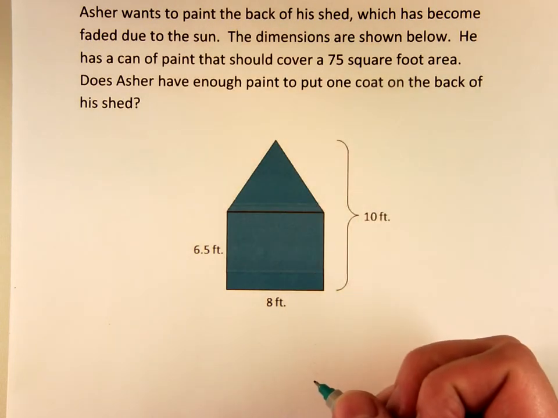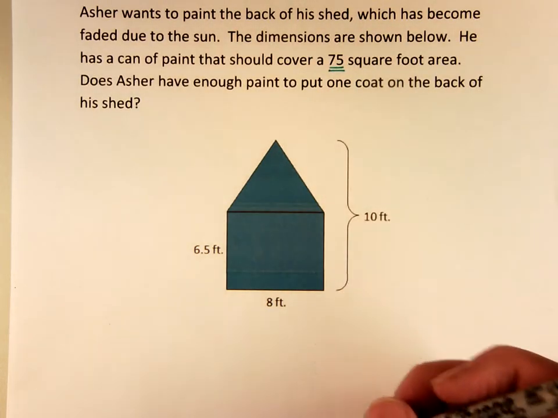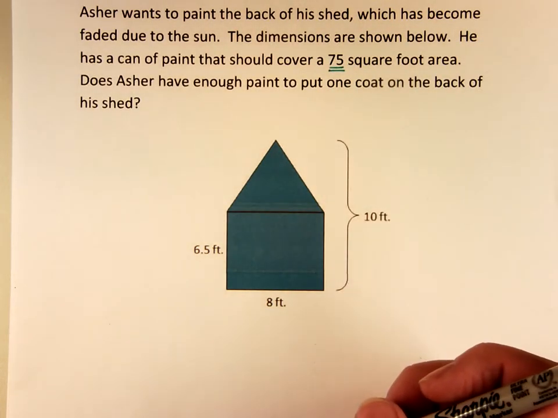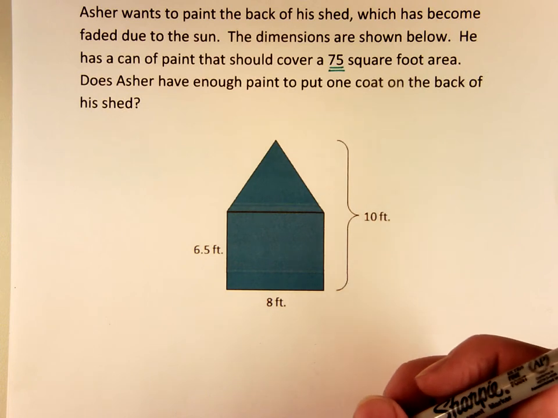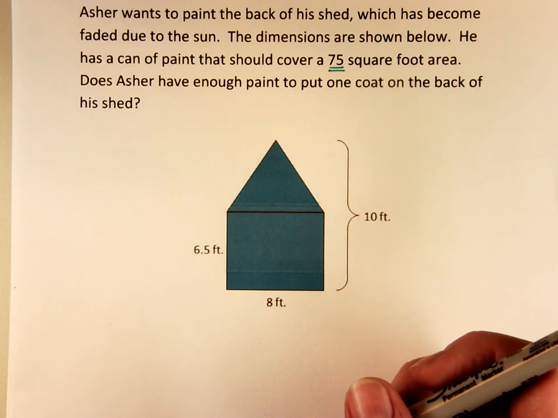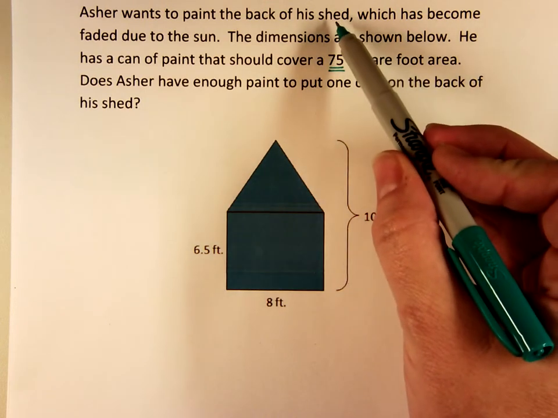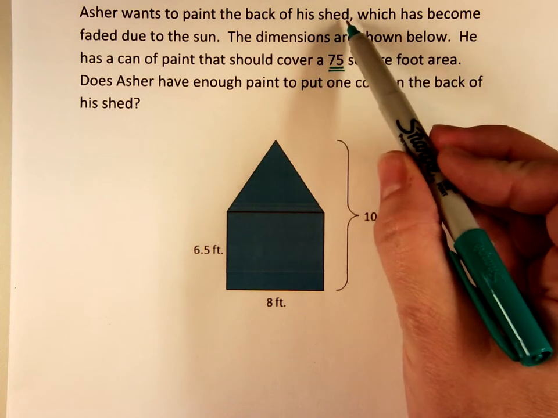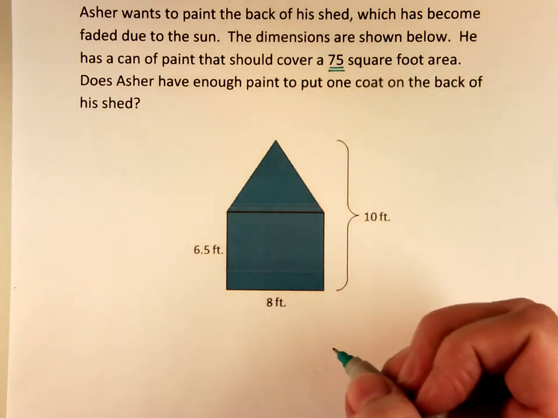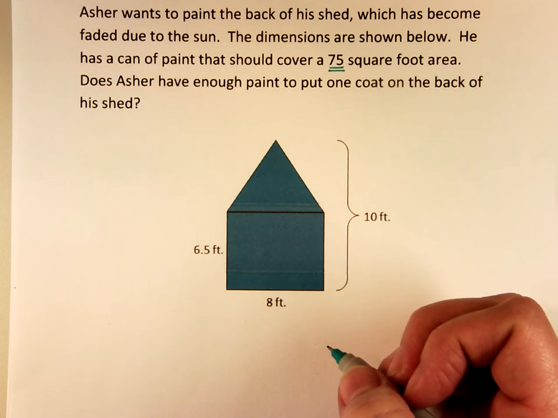He has one can of paint that should cover a 75 square foot area. Does Asher have enough paint to put one coat on the back of his shed? Now I don't see any unknown words here unless there might be some regional differences for what people consider to be a shed. This is something that you might have in your backyard, like a tiny garage that might have bikes or rakes or a lawnmower.